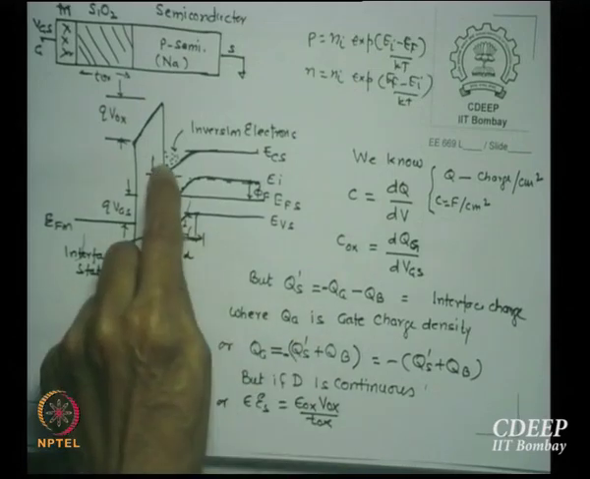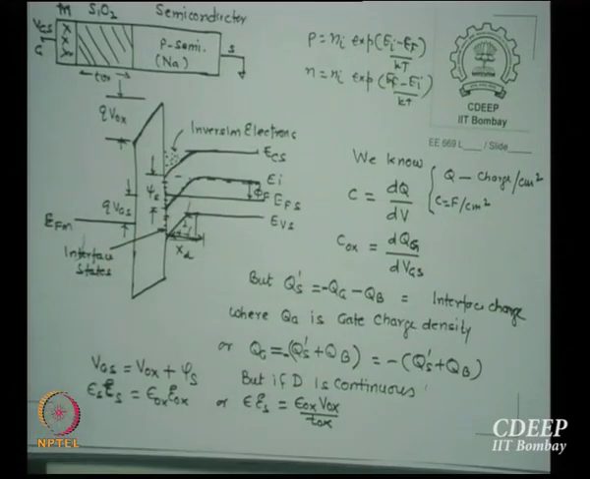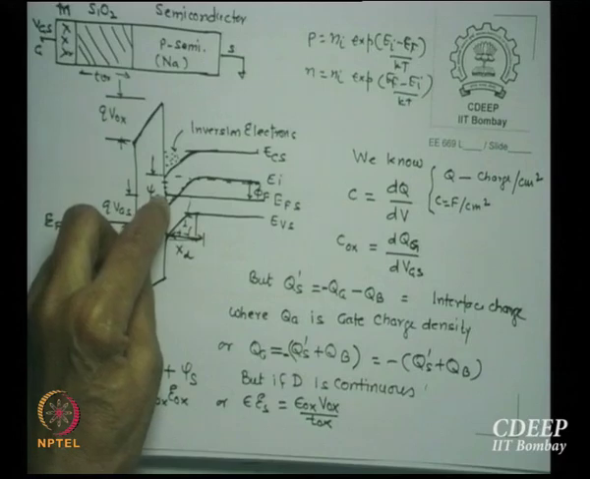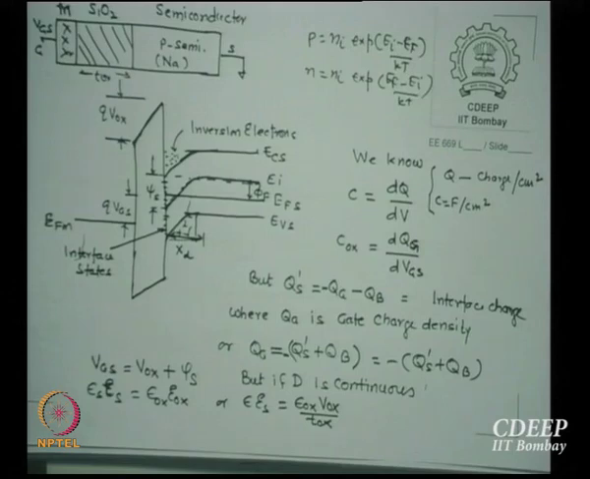So electrons start appearing in the conduction band. Is that clear? They start appearing in the conduction band. This is inversion. When EI just crosses EF, inversion sets in. Few electrons will come because you have just crossed EFS.